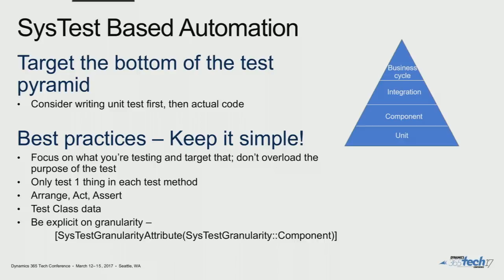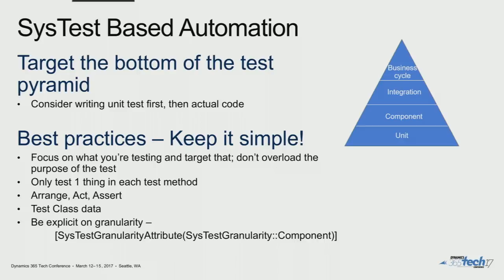Arrange, act, assert is a best practice for your tests. So the idea is you have an arrange section where you set up your environment for the test. You have an act where you do something, and then you have your assert section where you actually go and validate that what you did was right. And we've taken that as a best practice in general internally to structure our code like that to make it clear what's going on.